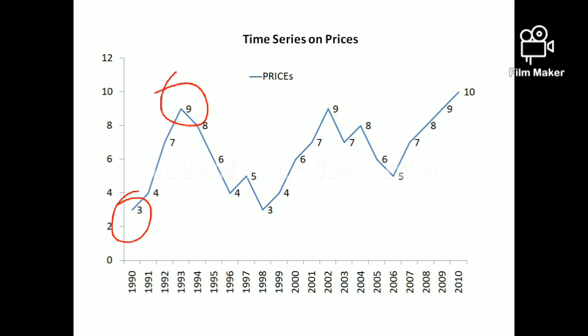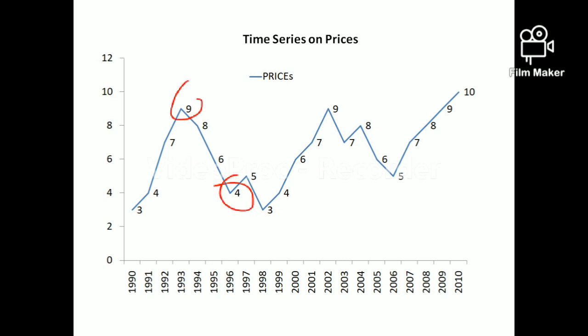So the first pair of the highest and the lowest value is found to be 3 and 9. So in order to find the midpoint, we have to add 9 plus 3 divided by 2, which is 12 divided by 2, which is 6. So the midpoint is going to be 6, which you can chart in the diagram.